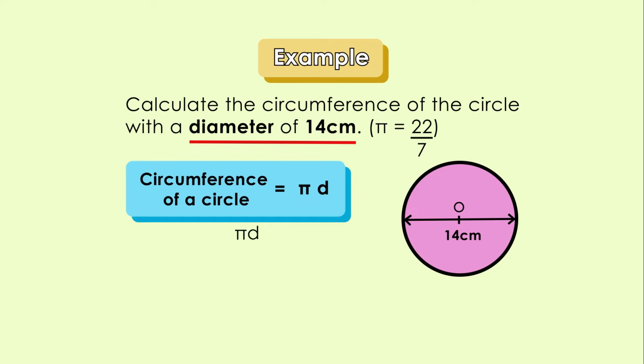So, pi d is equal to 22 over 7 multiplied by 14. And cancelling 14 and 7 gives us 2 multiplied by 22. What is your answer? Good job! The circumference of the circle with a diameter of 14 cm is 44 centimeters.